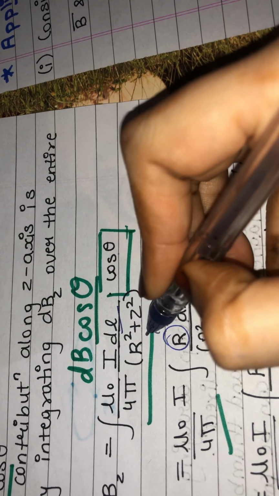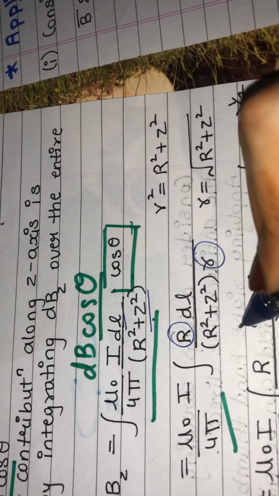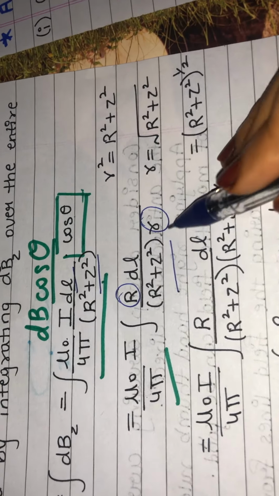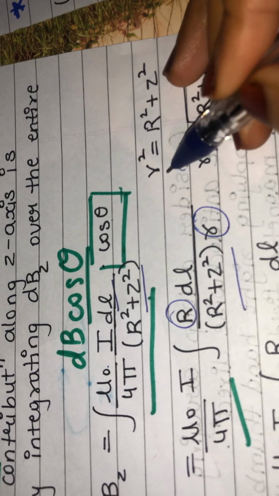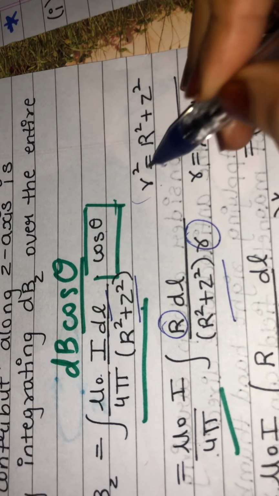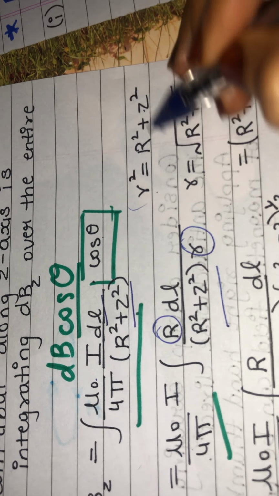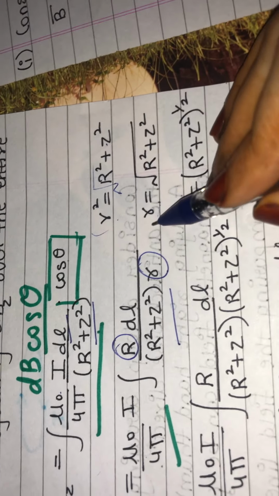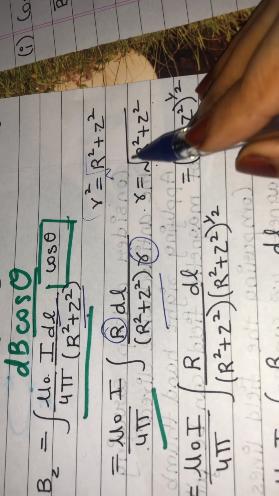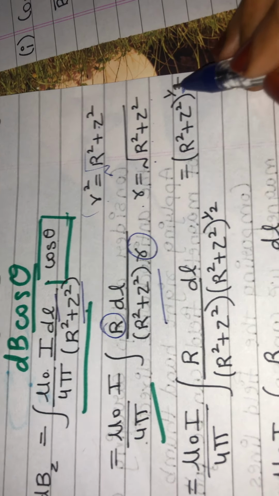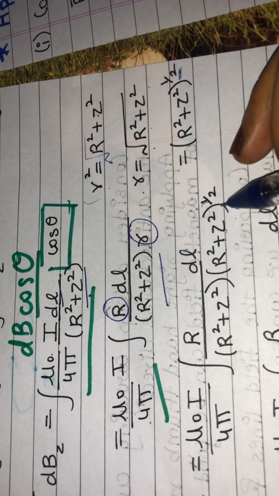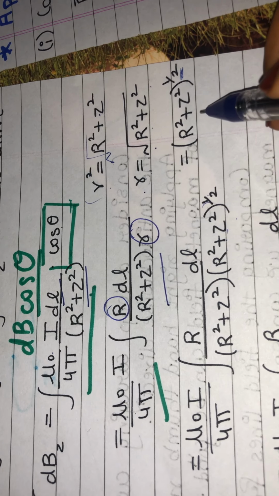Rest dl upon r square plus z square as it is. Remaining terms are outside of the integration. Now what is r? We have found out that r square is equal to R square plus z square. But what is r? If you take this square on this side, it becomes square root. So r is square root of R square plus z square, right? Square root means raised to half. So at place of r, I have written R square plus z square raised to half.